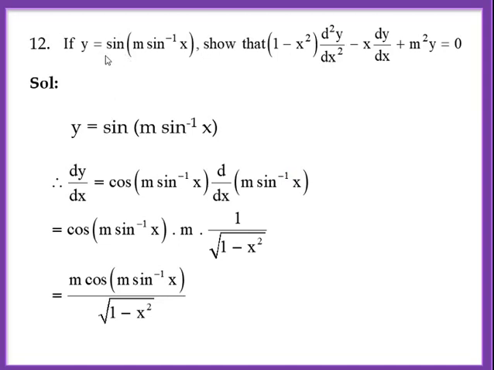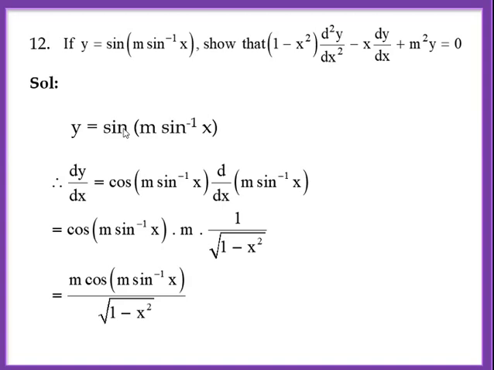If y equal to sine of m sine inverse x, show that 1 minus x square d2y by dx square minus x dy dx plus m square y equal to 1. Y equal to sine of m sine inverse x. You may also say, can we invert the relation to get m sine inverse x equal to sine inverse y? Yes, you can do that. In fact, that will reduce one or two steps. But here I have continued with the given only.